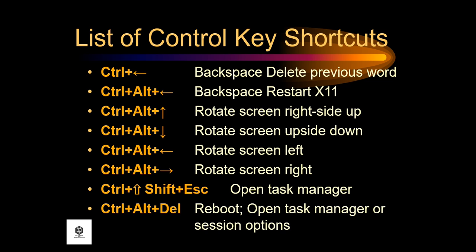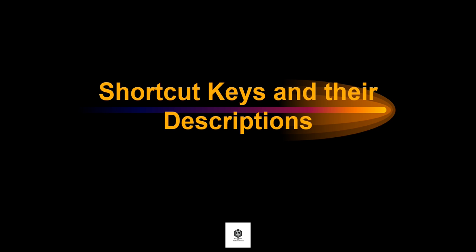Control Alt Up arrow key, rotate screen right side up. Control Alt Down arrow key, rotate screen upside down. Control Alt Left arrow key, rotate screen left. Control Alt Right arrow key, rotate screen right. Control Up arrow key, Shift Escape, open Task Manager. Control Alt Delete, reboot, open Task Manager or session options.